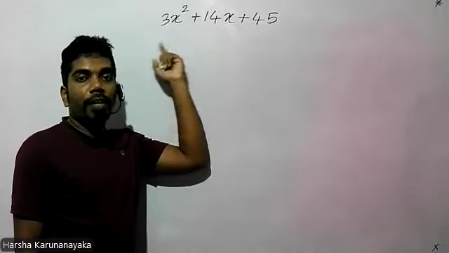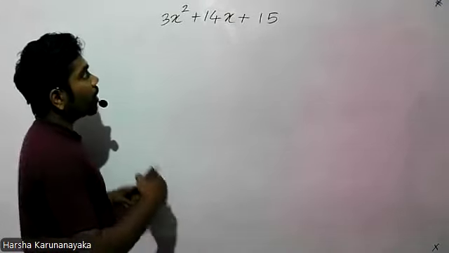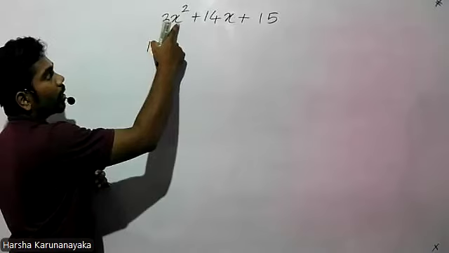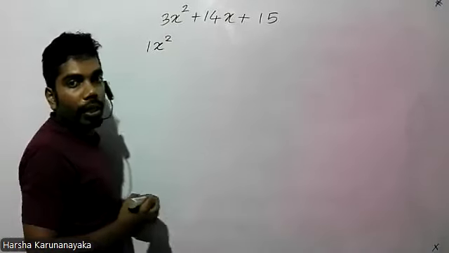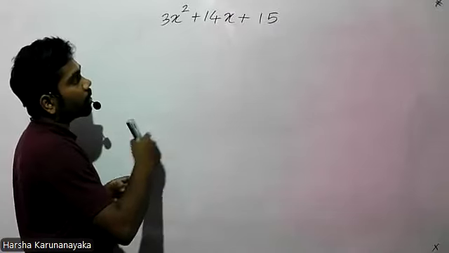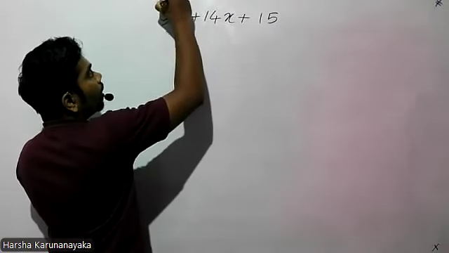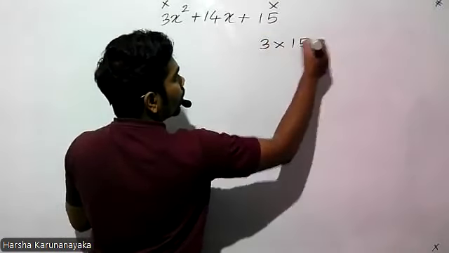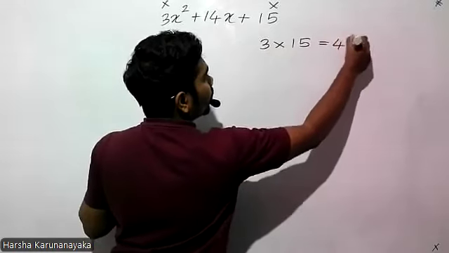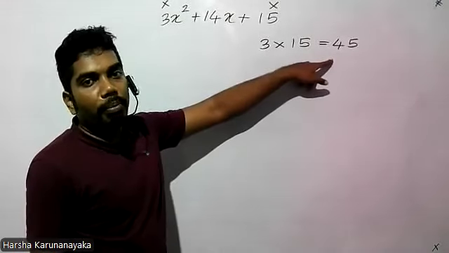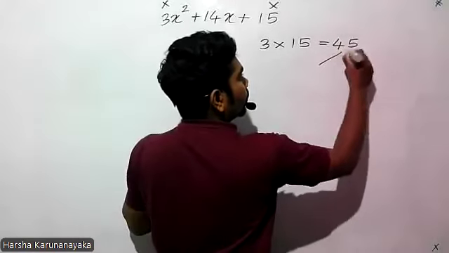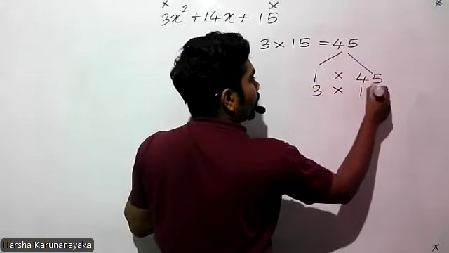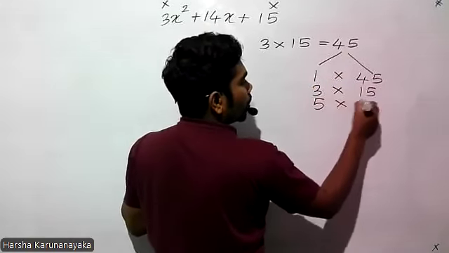This is different from previous examples. In previous ones, we discussed the coefficient of x squared equal to 1. In this case, the coefficient of x squared equal to 3. In these types of examples, first we multiply this one and the last value, 3 into 15. Answer is 45. Now we can write the multiples of 45. 1 into 45, 3 into 15, 5 into 9.